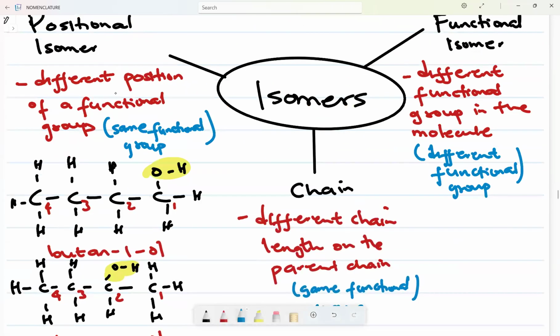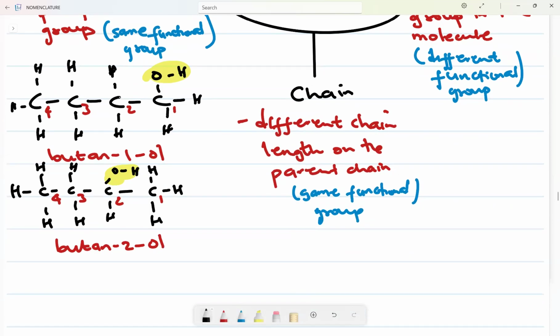Now, functional isomers, it is just a change that will occur between an aldehyde and another thing. They should have the same molecular formula. What do you mean by that? Molecular formula of this one, it is 1, 2, 3, 4, C4, number of hydrogens, 1, 2, 3, 4, 5, 6, 7, 8, 9, 9, number of oxygens, 1.